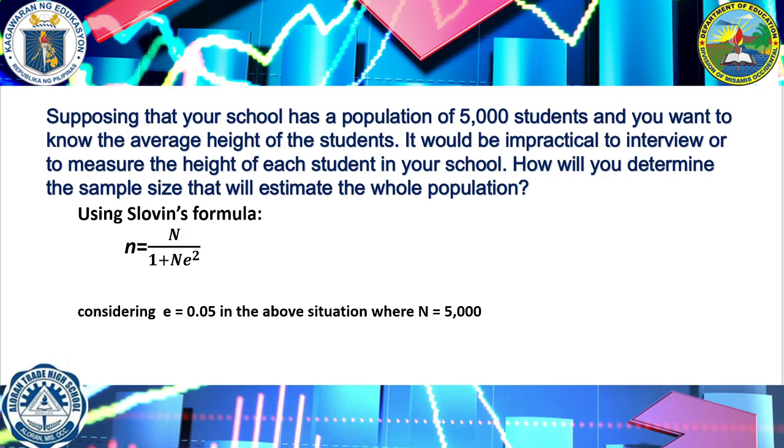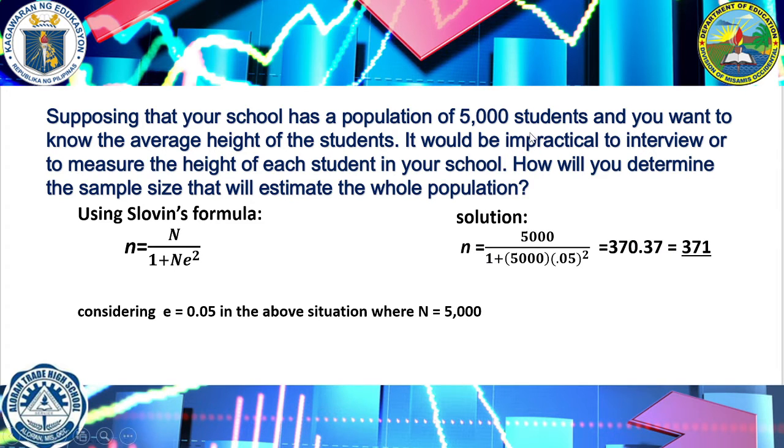Supposing that your school has a population of 5,000 students and you want to know the average height of the students, it would be impractical to interview or to measure the height of each student in your school. How will you determine the sample size that will estimate the whole population? So using Slovin's formula, we consider our margin of error as 0.05 in the above situation, where the population size is 5,000.